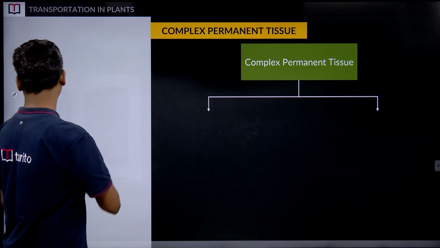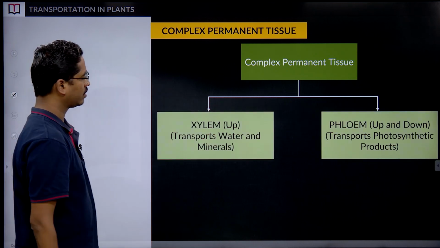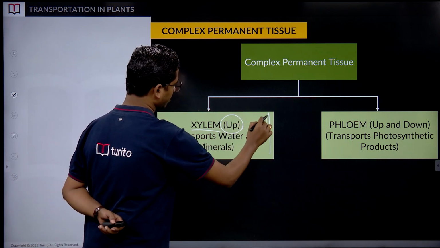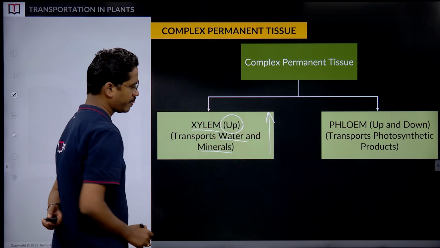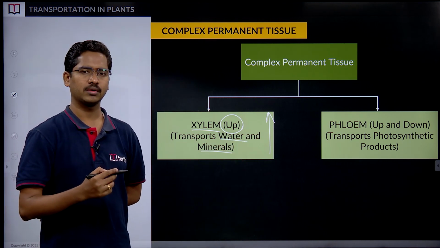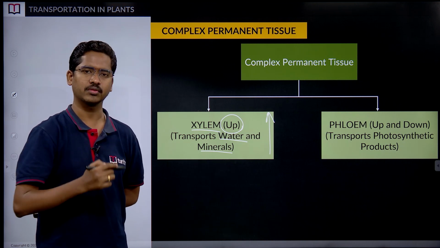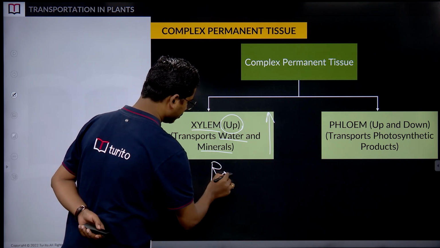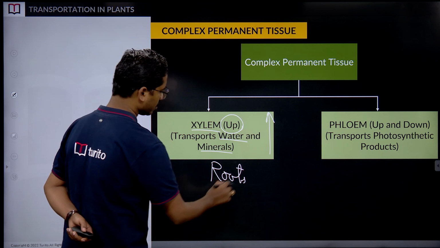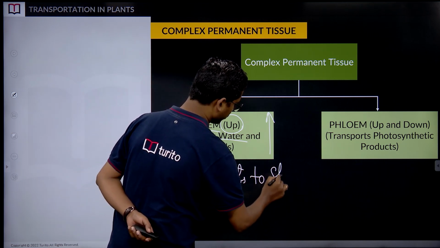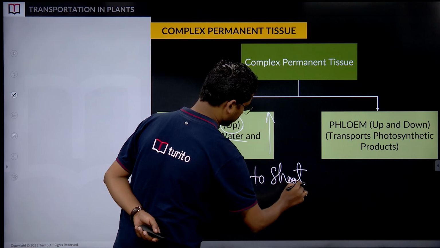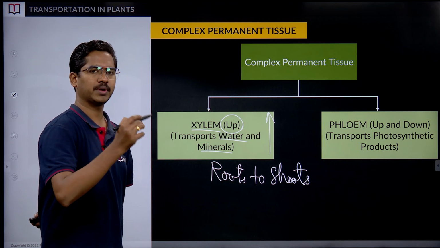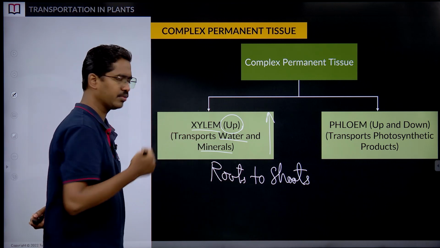So, when it comes to complex permanent tissues, you have to understand one thing, xylem, okay, it is mainly involved in transportation of water and minerals, okay, see water and minerals only in the upward direction, which means it takes care of the nutrient, water and mineral uptake from roots to shoots. Shoots in the sense stem, the topmost part of the plant. So, xylem is involved in doing that.